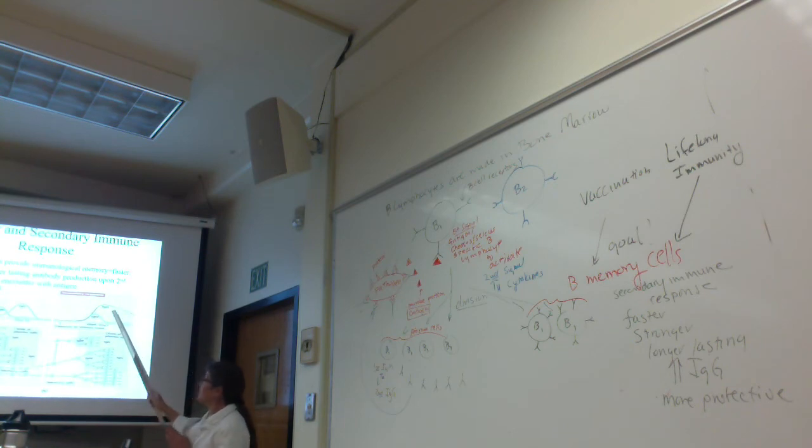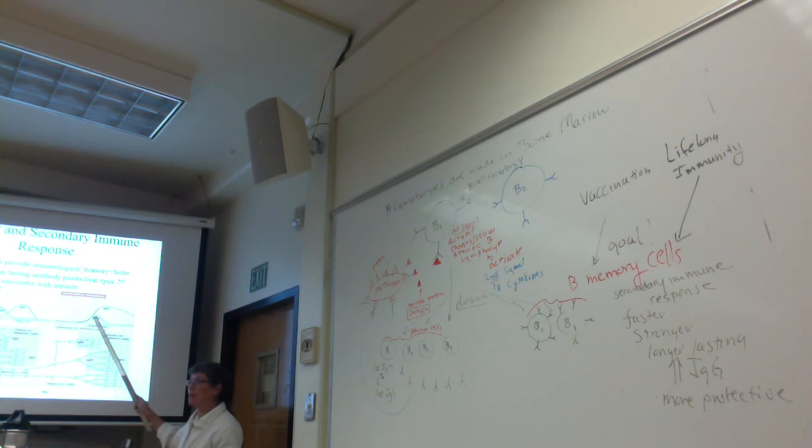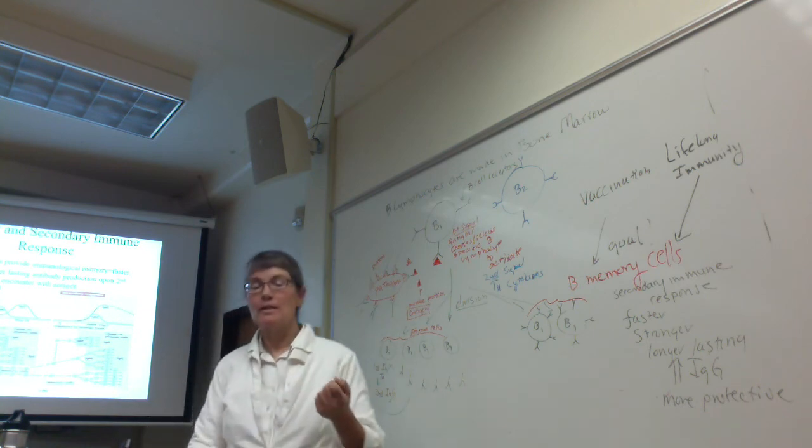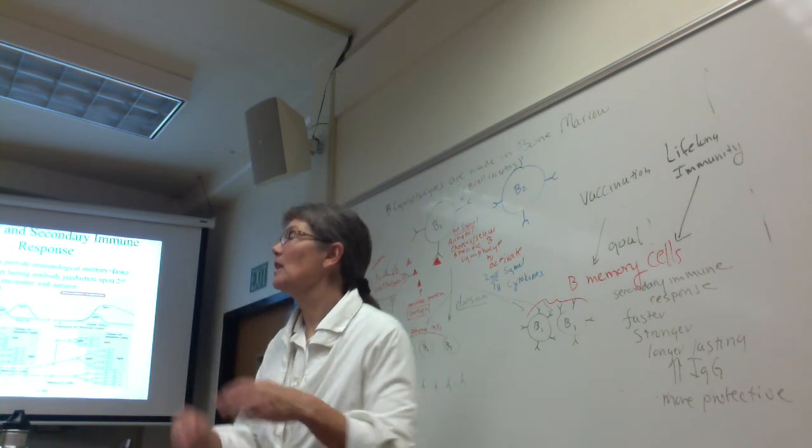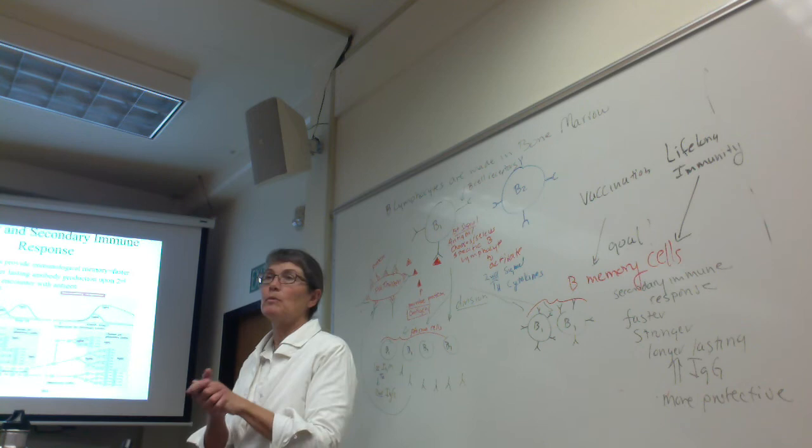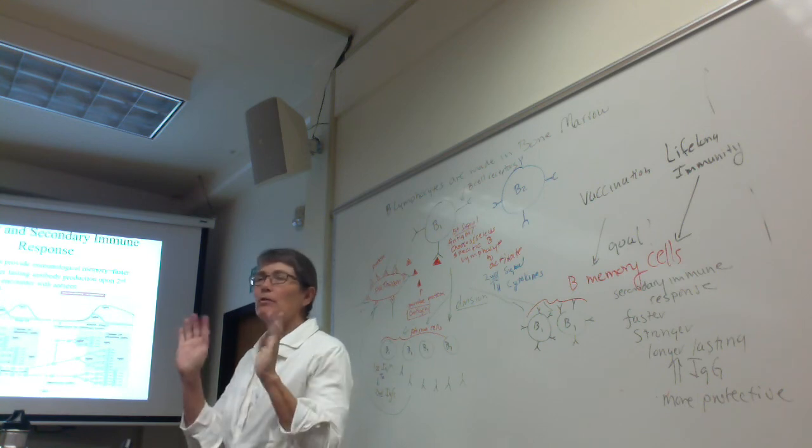And so this is going to be the secondary response: faster, stronger, longer lasting, primarily IgG, that will protect you from serious harm, from either an invading pathogen or, say, from an exotoxin like tetanus toxin. So the secondary immune response gives you the basis of vaccination and lifelong immunity. Who's responsible for the secondary immune response? Those beautiful memory cells.